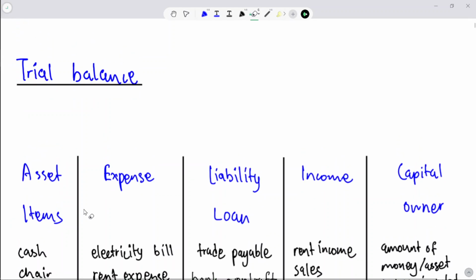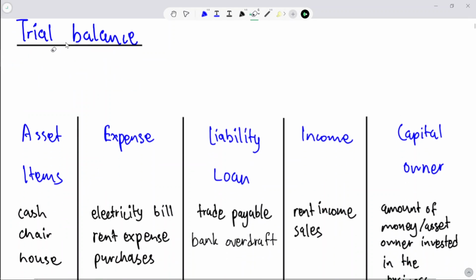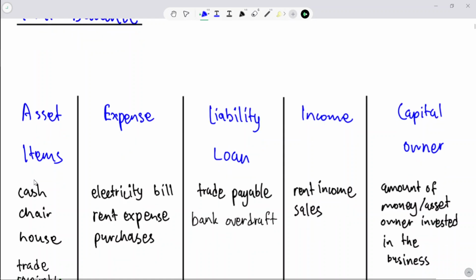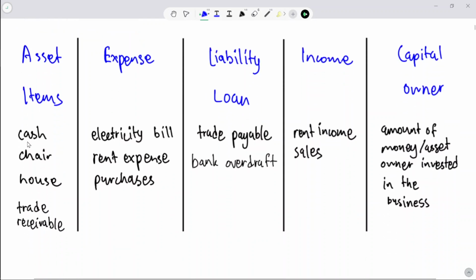Okay, today we'll talk about trial balance. And as you can see here, there are five items you need to know. For asset items, for example, cash, chair, house, trade receivable.